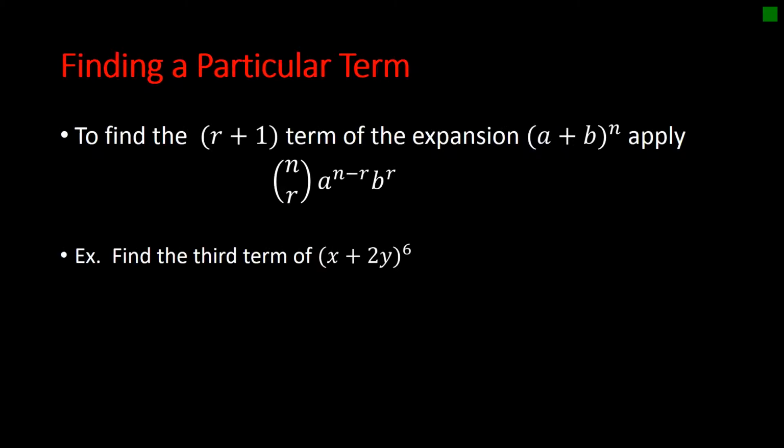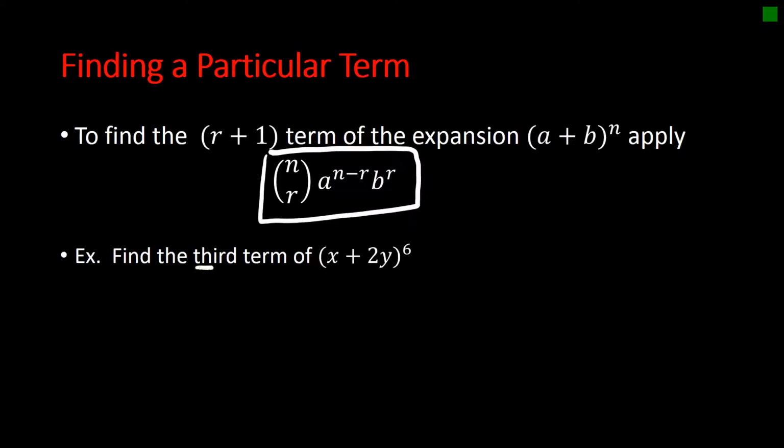So how do we find a particular term? Suppose you may have a binomial to the 10th power, and you don't need to write all of that. How would you find just a particular term? So you have to break this down to the r plus first term of the expansion of a plus b to the n. And it is n above r times a to the n minus r times b to the r.